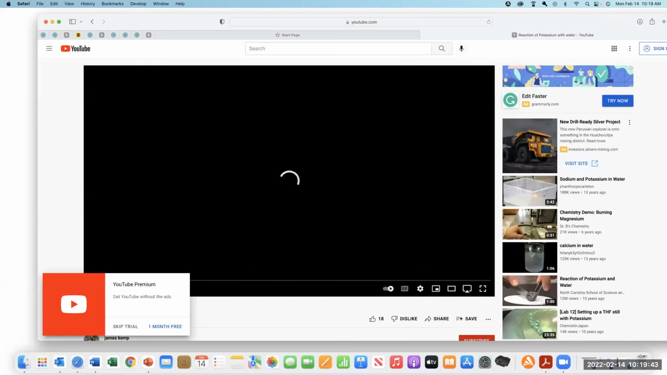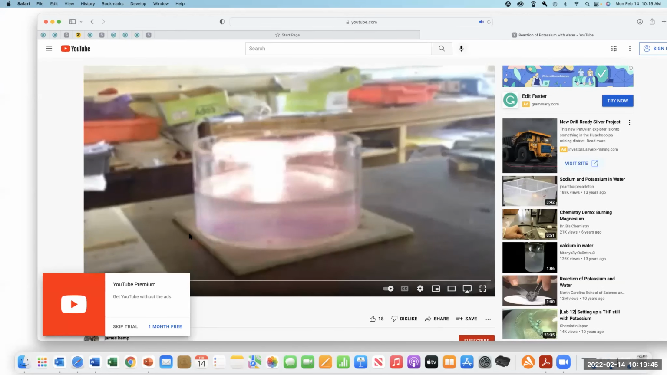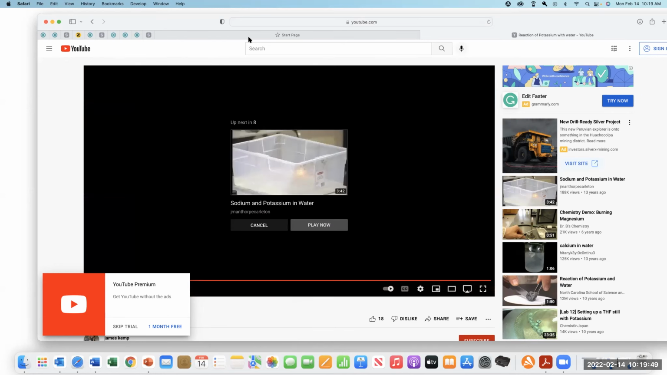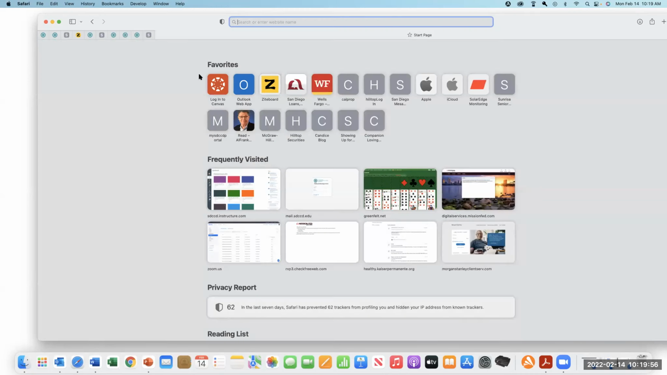Okay, let's try it again. There we go. Oh, that's a good one. All right. So you can see potassium in water. It catches fire.